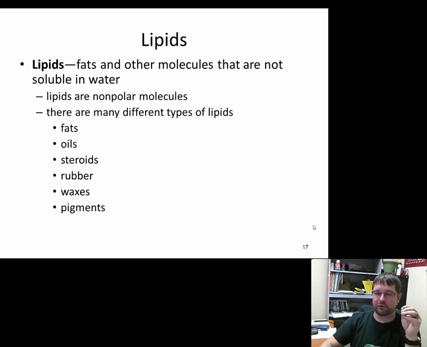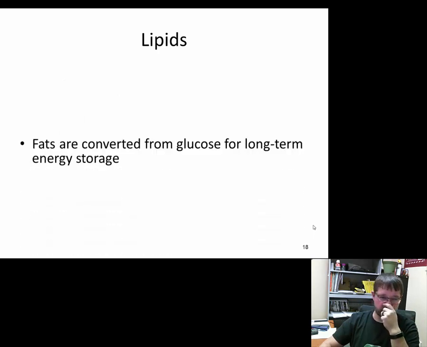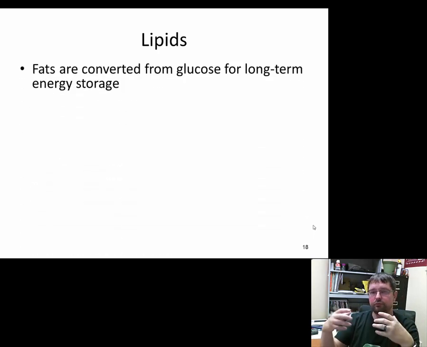Now the properties are really important, because the fact that they're not dissolvable in water allows them to be good storage molecules. So if you consume too much glucose or too much carbohydrates, you can then convert that carbohydrate into a long-term energy storage, one that's not likely to dissolve. Now, it's hard to break down, as many people in the United States know, since 65 to 70% of the people in the United States are overweight, I think is the last thing that I read.